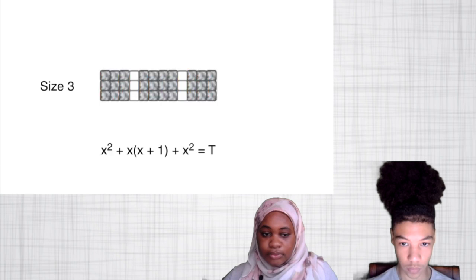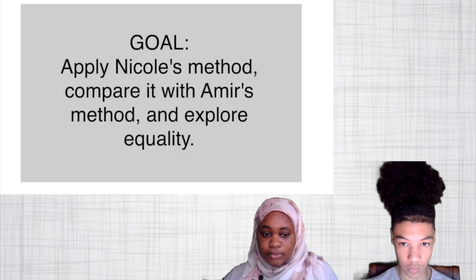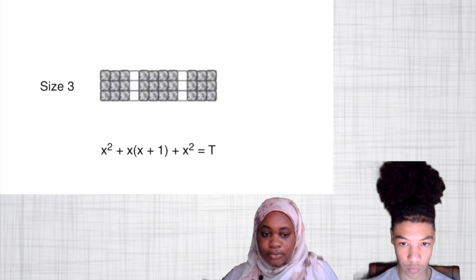In this lesson, Haleemah and ET will explore how a different student, Nicole, saw the cobblestone pattern. This time, Haleemah and ET will be starting with Nicole's algebraic equation and will work to see her method in the cobblestones. The goal of this lesson will be to apply Nicole's method, compare it with Amir's method, and explore equality. In this episode, Haleemah and ET will start to work with Nicole's method by exploring her equation and trying to think about how she may have been seeing the pattern with a size 3 cobblestone.